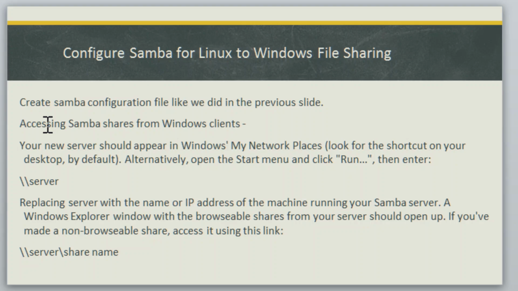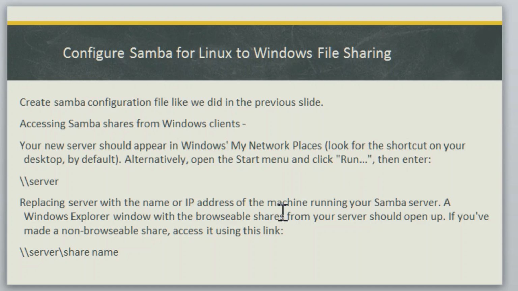So if we want to access Samba shares from Windows clients, we would have to see our new server appear in the My Windows Network places. We can do this by looking for the shortcut on our desktop, or alternatively, we can open the Start menu and click Run, okay? Now guys, again, we can't really set this up because we don't have a Windows server to connect to, right? So this isn't something I can demo right now, but just be aware of how this actually works.